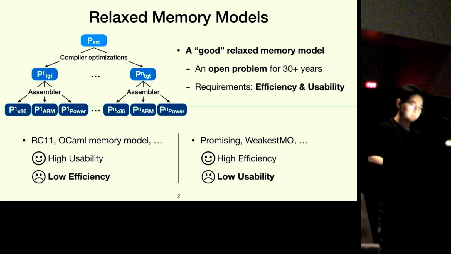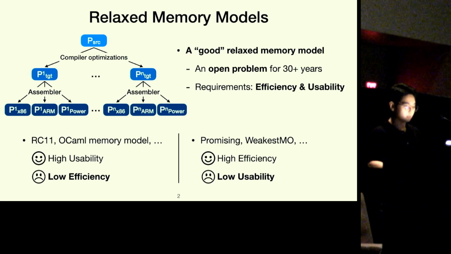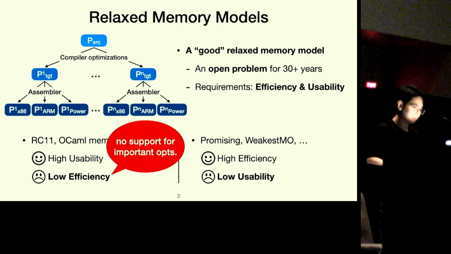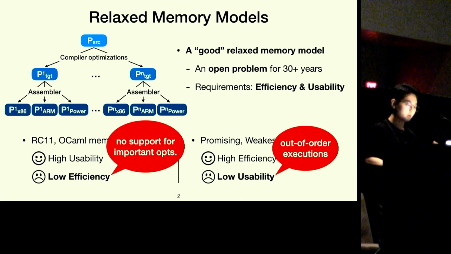Regarding the two requirements, existing models can be divided into two kinds. On the one hand, models like RC11 and the Ocaml memory model meet usability, but they are less efficient, meaning that they do not support important optimizations performed by compilers and hardware. On the other hand, models like promising semantics and Request MO are efficient, but fail to meet usability. In particular, we identify that the usability problem arises from out-of-order executions. Let me explain this point in more detail.